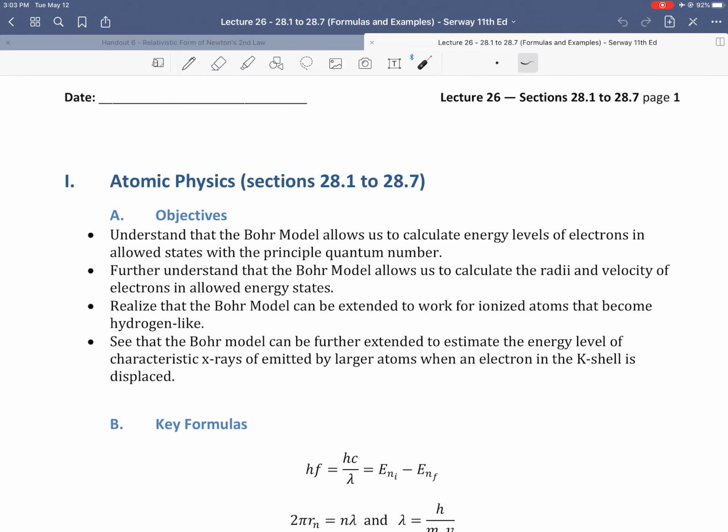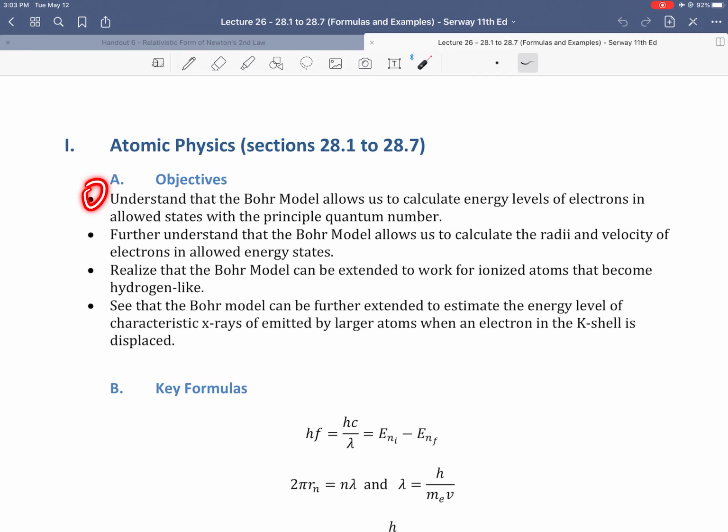I also want to point out that there will just be a single lecture video for lecture 26, so we're going to get through all the notes. It's not very lengthy, and the concepts are related enough that it makes sense to do one video. So let's take a look at our objectives.